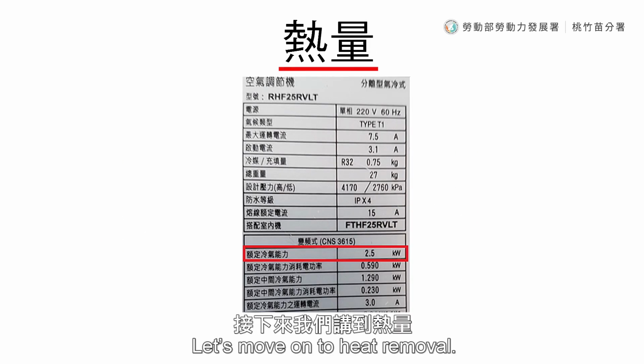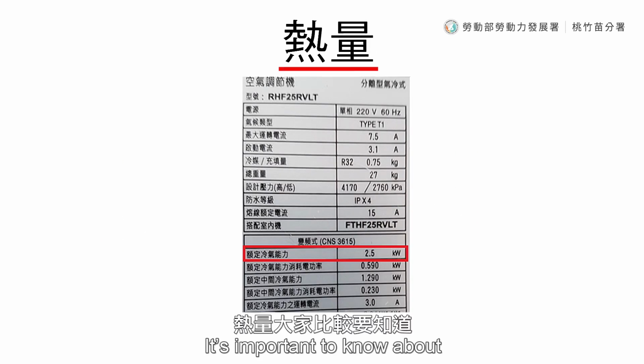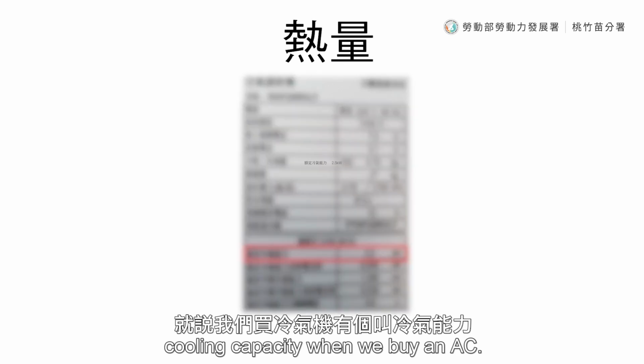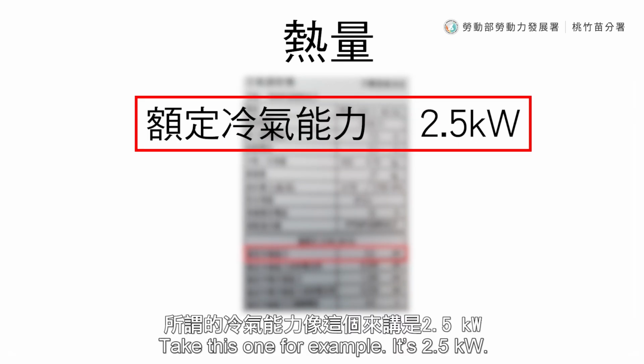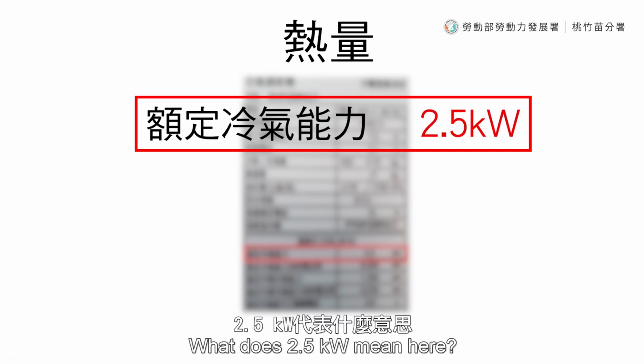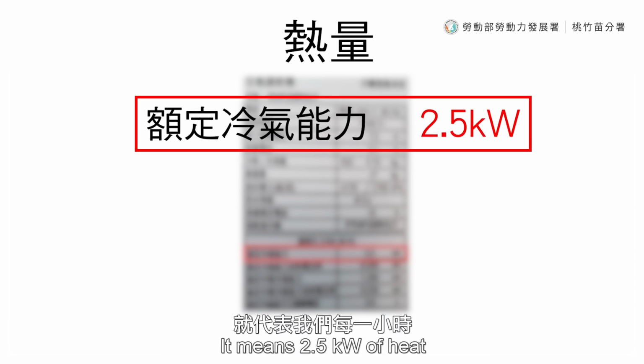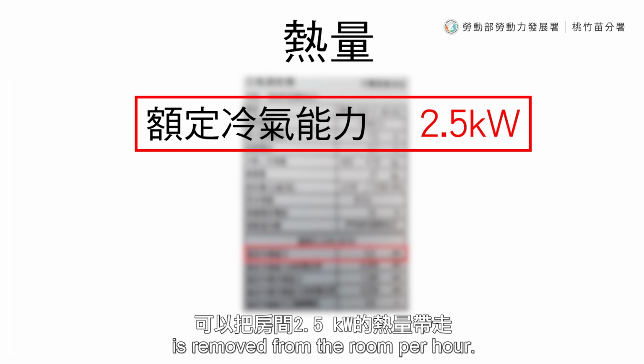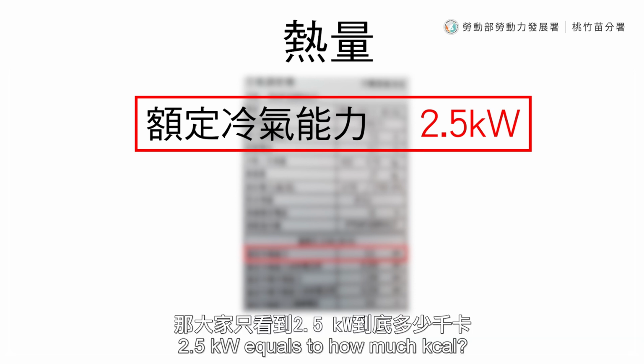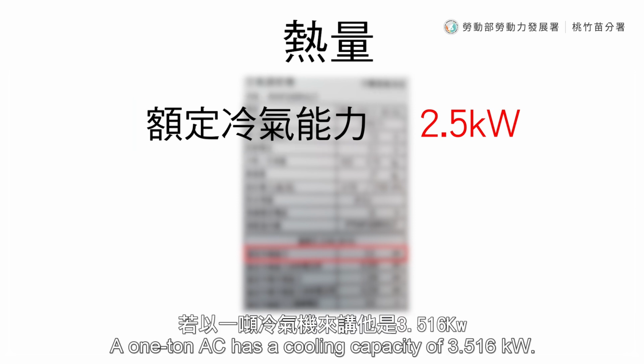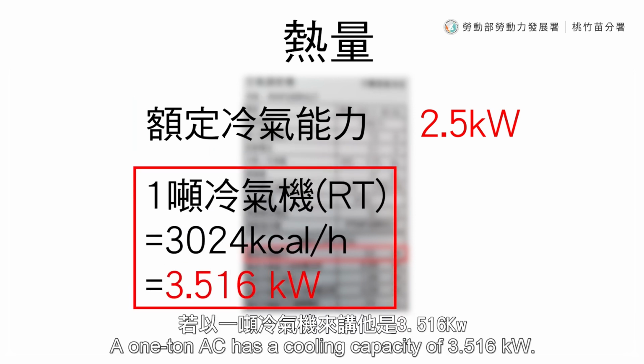Let's move on to heat removal. It's important to know about cooling capacity when we buy an AC. Take this one for example, it's 2.5 kilowatt. What does that mean here? It means 2.5 kilowatt of heat is removed from the room per hour. 2.5 kilowatt equals how many 1,000 calories? A 1-ton AC has a cooling capacity of 3.516 kilowatt.